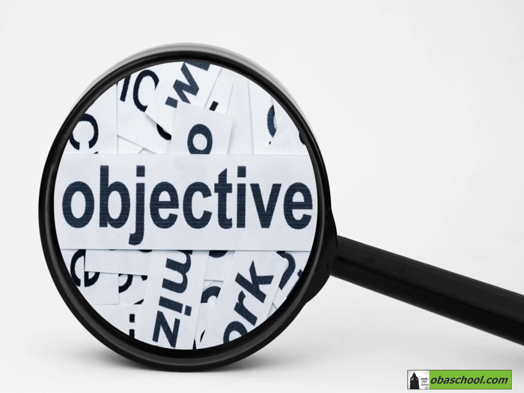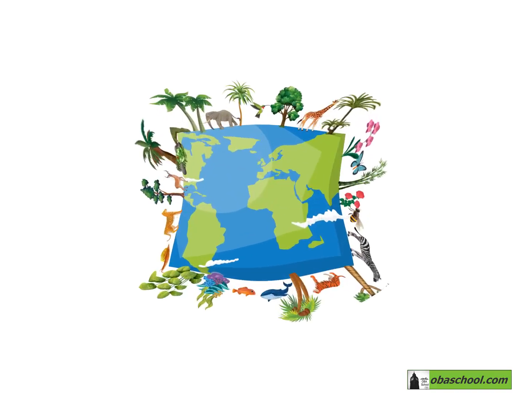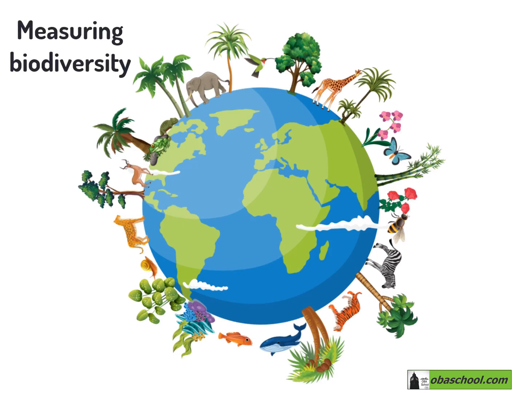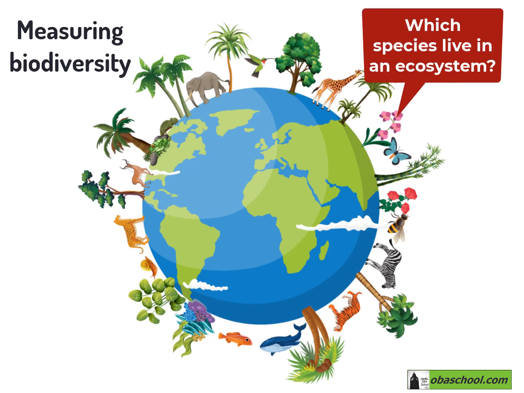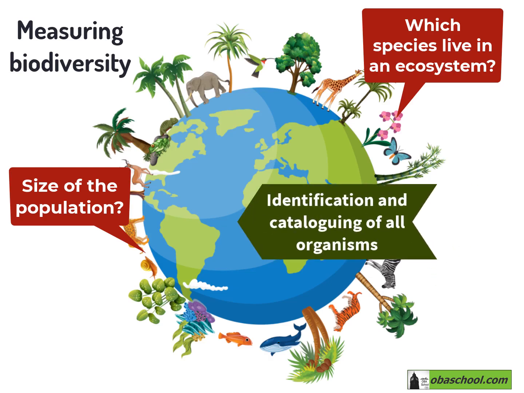In this video, we are going to learn how abundance is measured. Measuring the different levels of biodiversity within an ecosystem can be a tasking job. Finding out which species live in an ecosystem and the size of the population requires the identification and the cataloging of all organisms present to build up a species list.